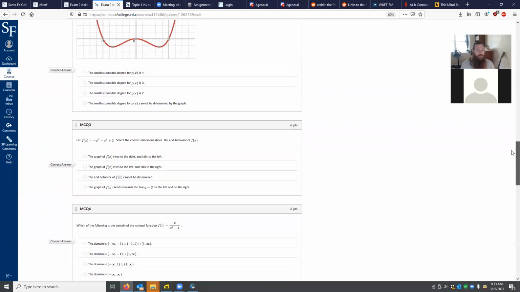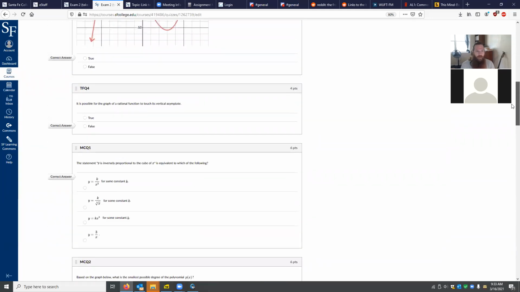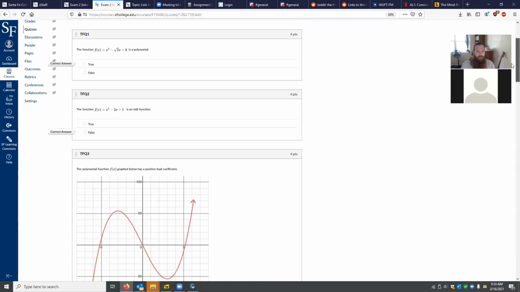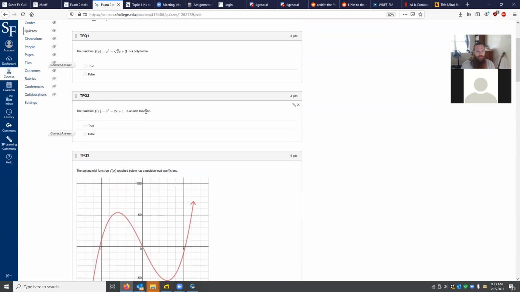The other thing I wanted to talk about was a problem that a lot of folks got incorrect. I want to come back to the second true-false question: x cubed minus 2x plus 1 is an odd function. This is not true. This is neither even nor odd. And I want to talk for a second about why that's the case.